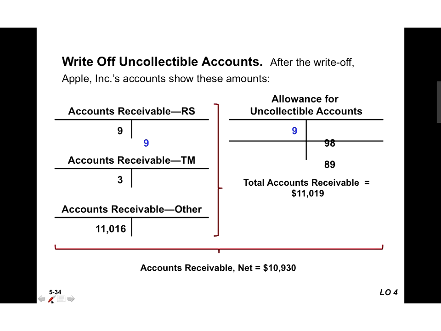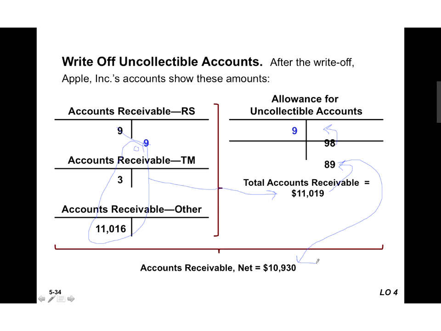Okay, so these two wipe each other out. We have a balance of 0 from RS. And the allowance for uncollectible accounts, remember this 98 is just spaced, must be my computer. So we have 89. So my total accounts receivable, which is now my 0, my 3, my 11,016, that is going to be 11,019. Now my net accounts receivable is going to be the 11,019 minus the 89, which gives us 10,930. So I have not changed my net accounts receivable.